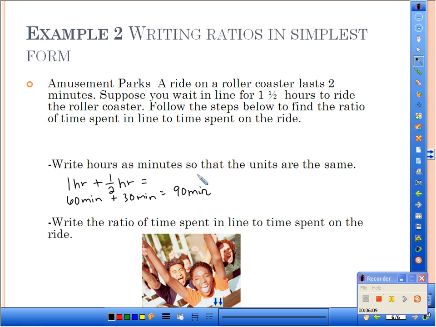Next, we're going to write the ratio of time spent in line to the time spent on the ride. You always want to go in the order that you read the question. So we're going to start with the time in line, and we're comparing it. Remember, ratios are comparisons. We're comparing it to the time on the ride.